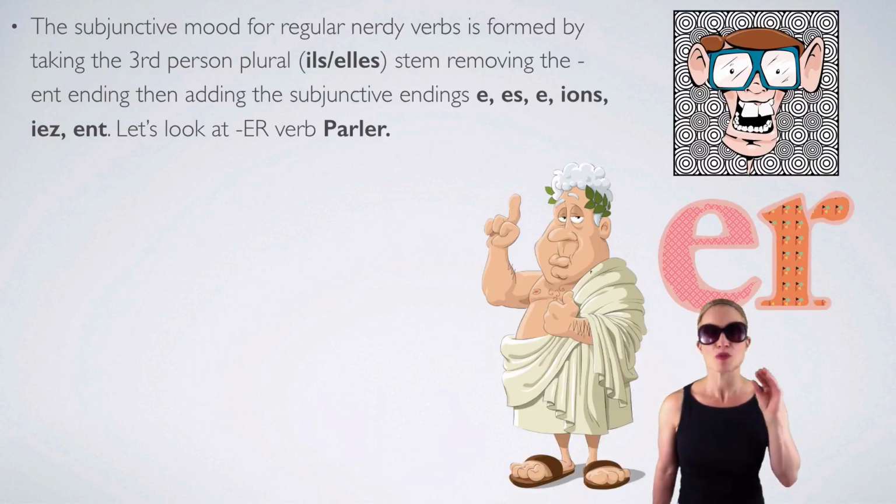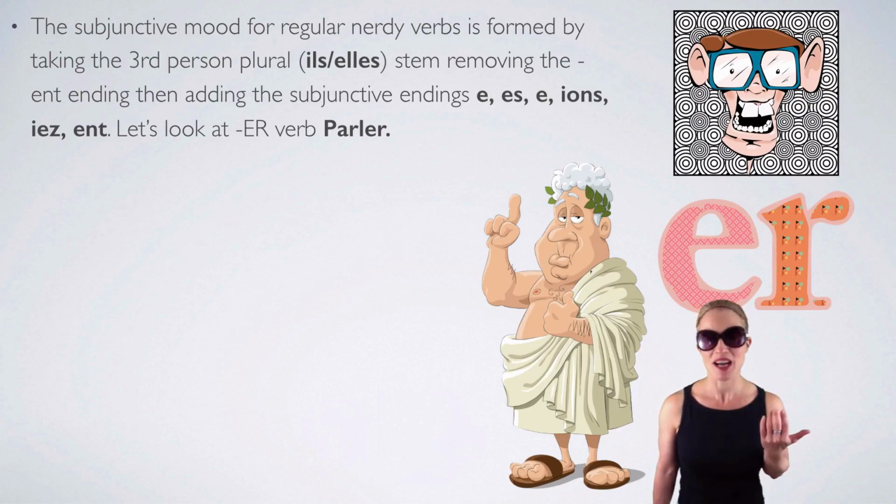Okay. The subjunctive mood for regular verbs is formed by taking the third person plural, the ils, elles stem from the present indicative. You remove the ent ending and then you add the special subjunctive endings, which are e, es, e, ions, iez, then you put back that ent.